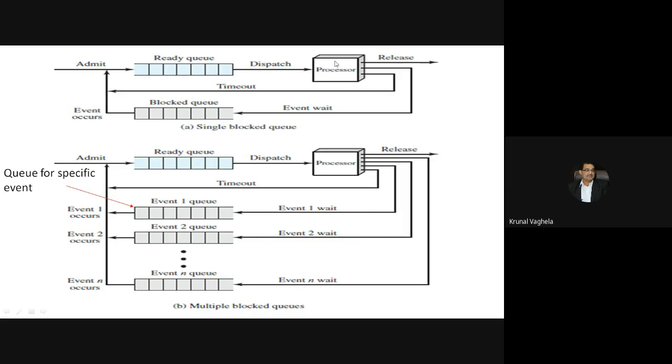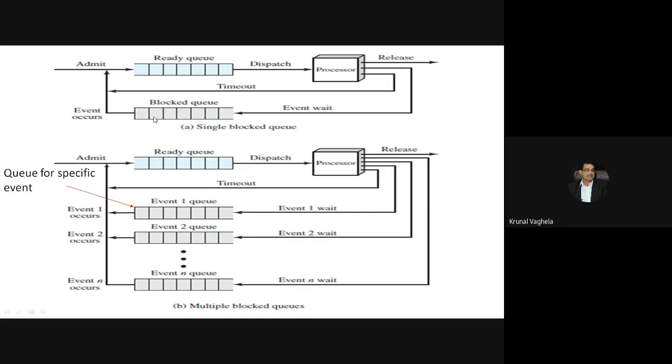Now there are three possibilities. For example, process number one is dispatched and uses the processor. Consider its task is over. So one possibility is release, that means the process is gone. Second, timeout, that means the process still wants to run but its turn is over, so again it will be put in the queue of waiting. Whenever its turn comes, it will again go to meet the doctor. And the third one is blocked, event wait, right?